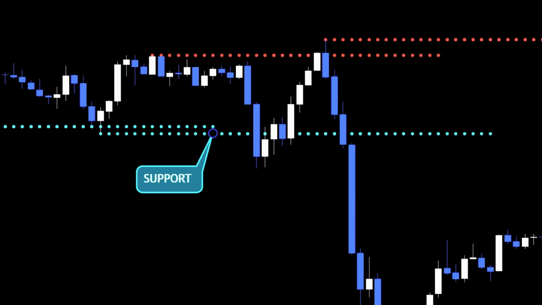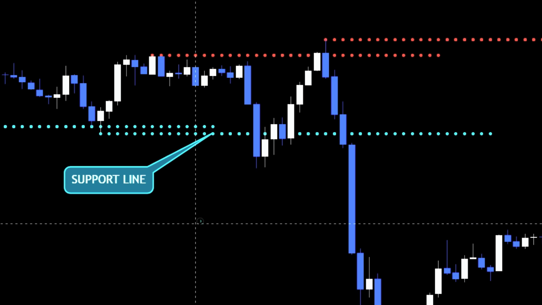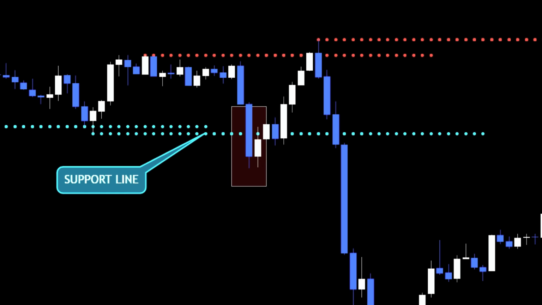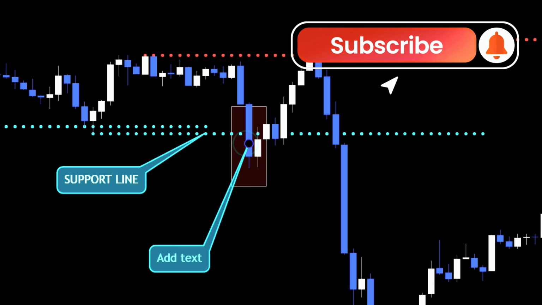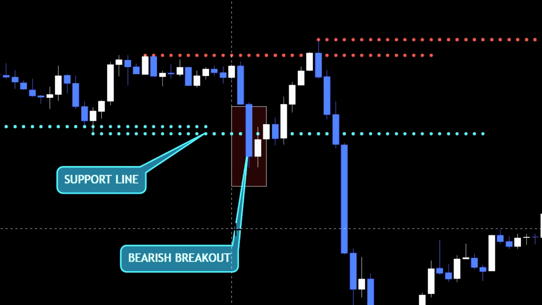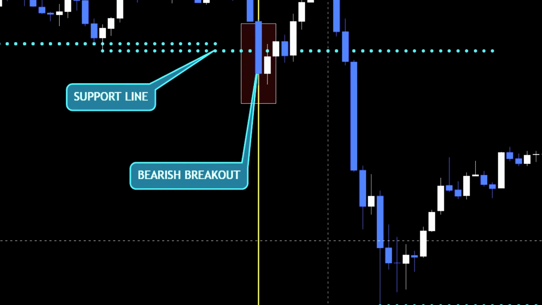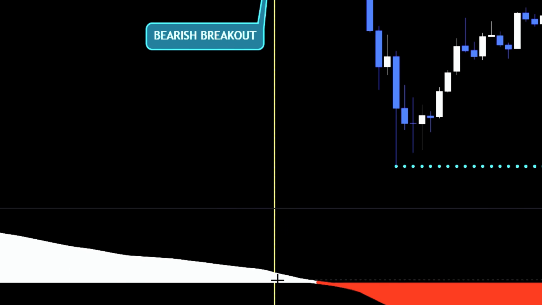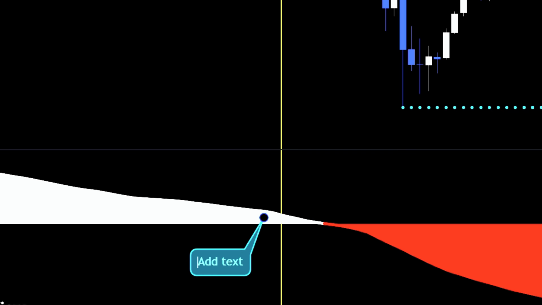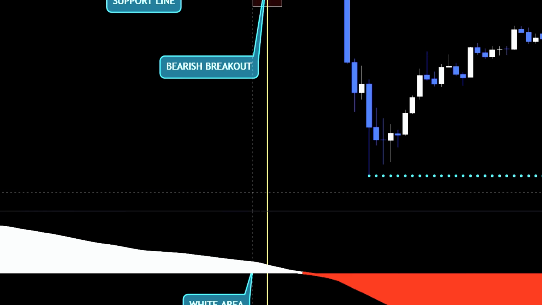Look for price to break below a green support line. That's a swing low from the indicator. To confirm bearish momentum, you want to see red bars on the squeeze momentum indicator dropping below the zero line. But as you see in this example, the squeeze momentum indicator is white.